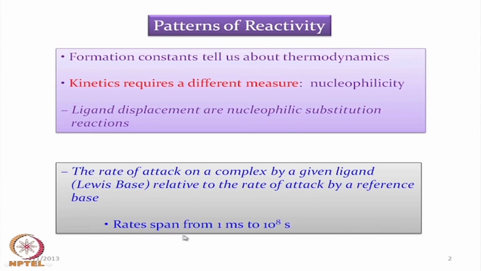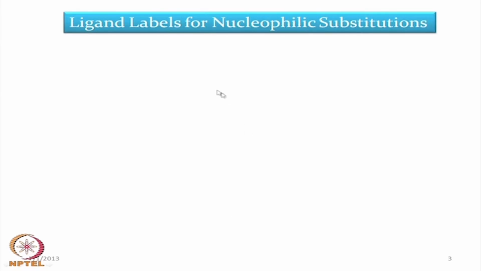The different rates can span from 1 millisecond to 10 to the power 8 seconds, from the lower range to the higher range. In this window we can measure the reactivity pattern, that is, the rate of formation of the product and its dissociation by some mechanism. This gives us the ligand types we can use for nucleophilic substitution reactions.